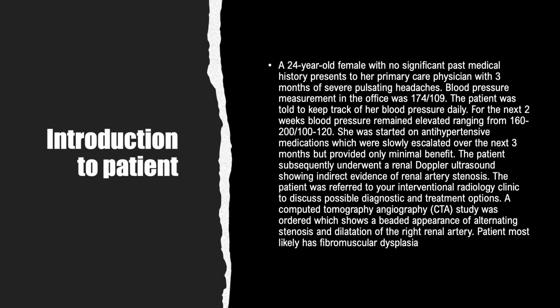She was started on anti-hypertensive medications, which were slowly escalated over the next 3 months, but provided only minimal benefit. The patient subsequently underwent a renal Doppler ultrasound, showing indirect evidence of renal artery stenosis. The patient was referred to our interventional radiology clinic to discuss possible diagnostic and treatment options. A computed tomography angiography study was ordered, which showed a beaded appearance of alternating stenosis and dilation of the right renal artery. The patient most likely has fibromuscular dysplasia.